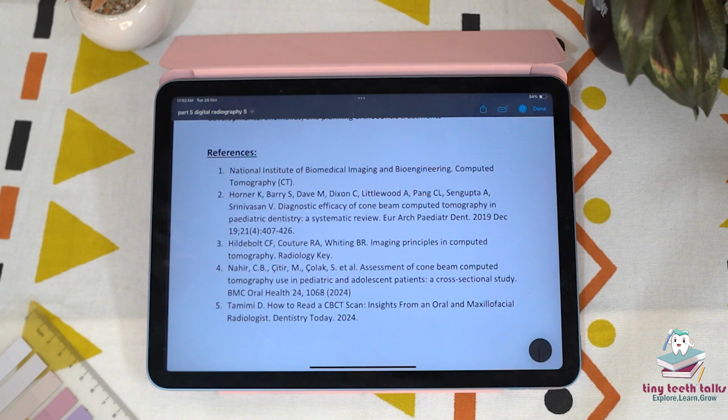So basically, the difference between CT, spiral CT, and CBCT is that traditional CT uses X-ray beams to create cross-sectional images of the body, and the X-ray tube rotates around the patient in a step-and-shoot manner, capturing slices of the area being imaged. In spiral CT, the X-ray tube and detectors rotate continuously around the patient while the patient moves through the scanner, creating a spiral or helical path leading to faster and more comprehensive imaging. And CBCT uses a cone-shaped X-ray beam to produce a 3D image in a single rotation.